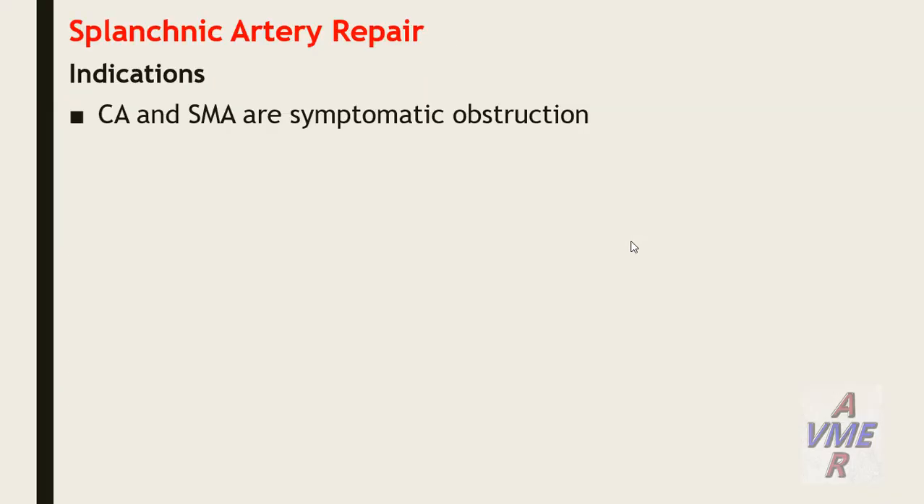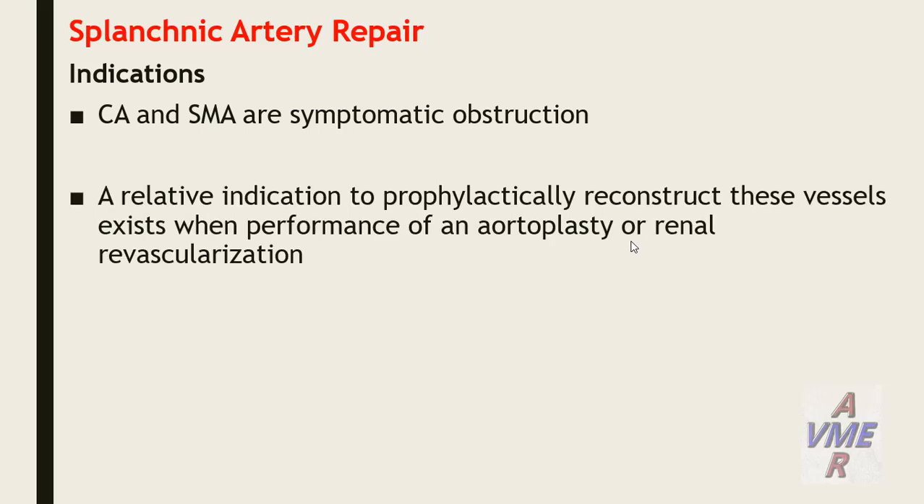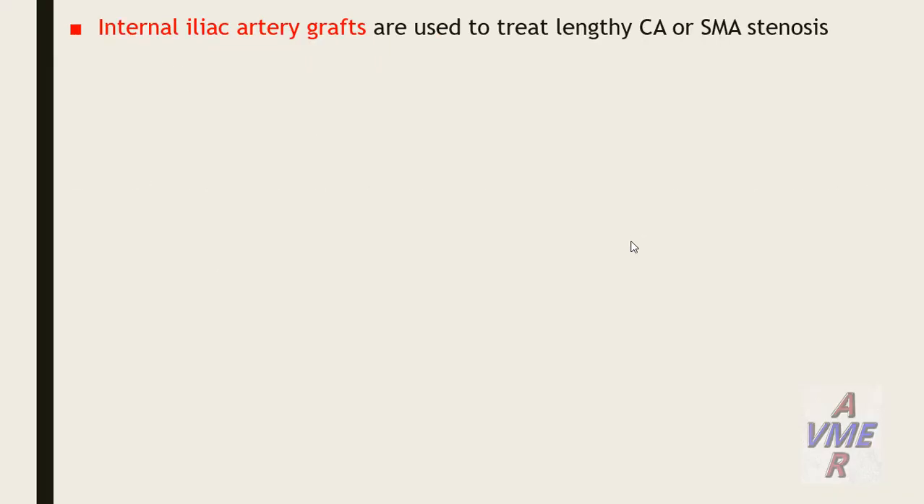Splanchnic artery repair indications. We have a solid indication when you have symptomatic obstruction of the celiac trunk and superior mesenteric artery. But we also have a relative indication to prophylactically reconstruct these vessels when performing aortoplasty or renal revascularization. So you are making an operation and you have to reconstruct the aorta and renal arteries, so there is a relative indication to repair also the splanchnic arteries. But the solid indication is when you have symptomatic obstruction. Internal iliac artery grafts are used to treat lengthy celiac trunk or superior mesenteric artery stenosis.